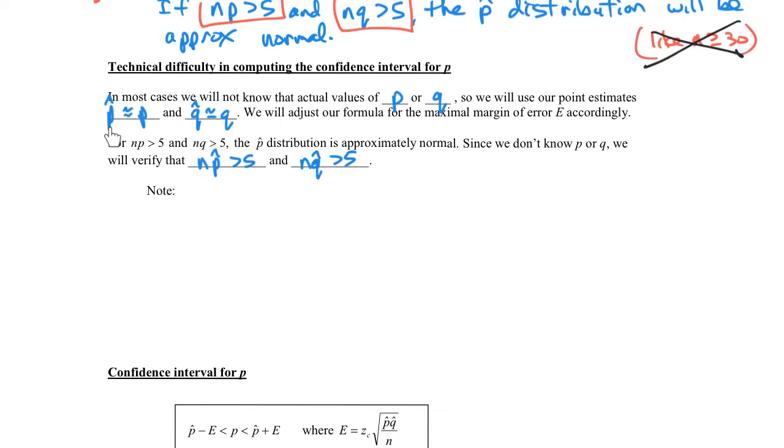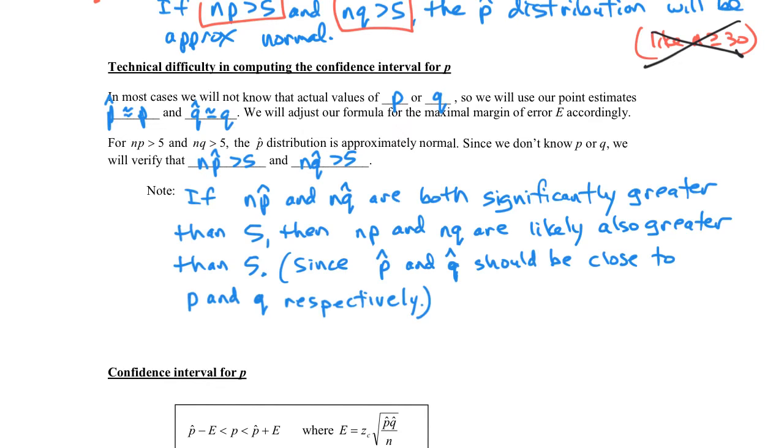Because remember, our sample statistic we're hoping is close to the population proportion, right? So P hat should be close to P. That's the argument we're going to use, and that's pretty much the argument everybody uses, because we can't actually verify these two. So we're just going to verify these, and for us, these will be much bigger than 5. So that's what the note here says. If NP hat and NQ hat are both significantly greater than 5, then NP and NQ are likely also greater than 5, since P hat and Q hat should be close to P and Q. So that's the argument we will use to be able to check these. We'll check these instead.